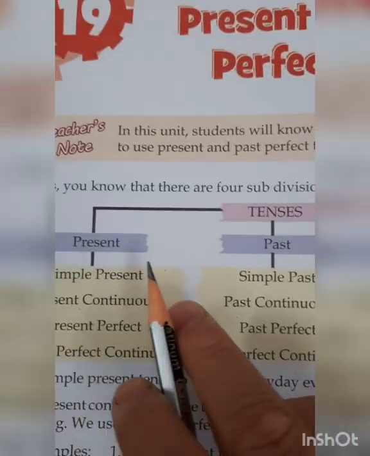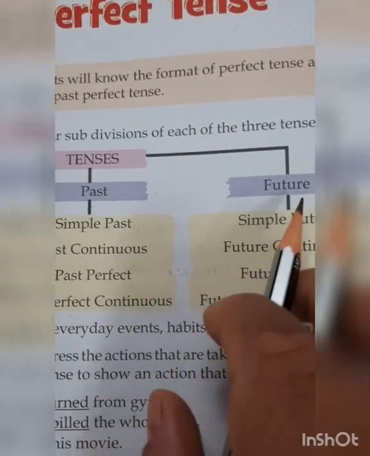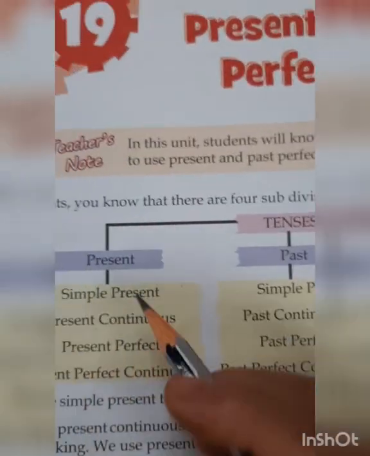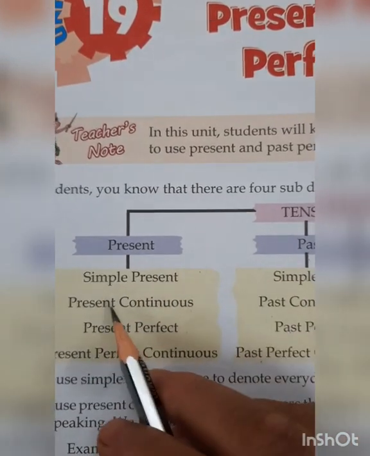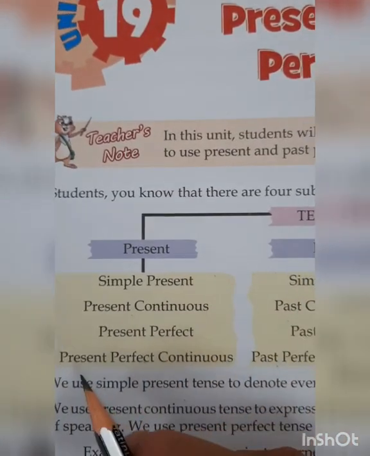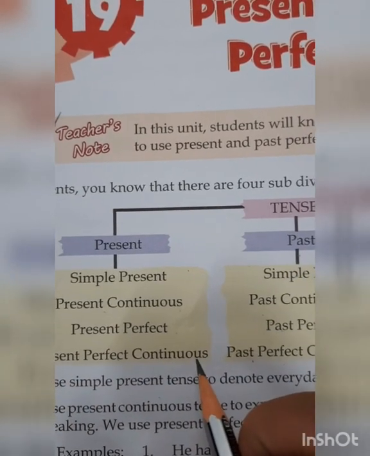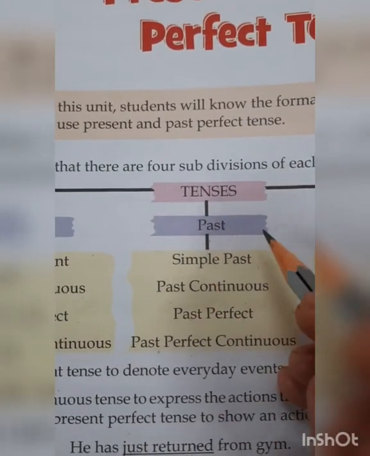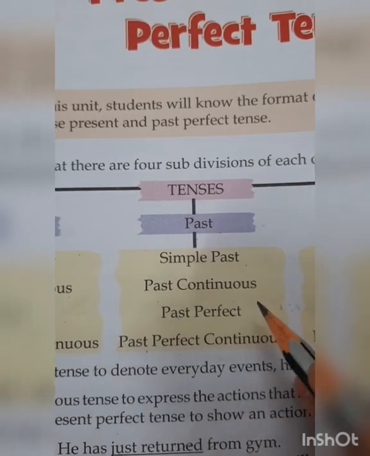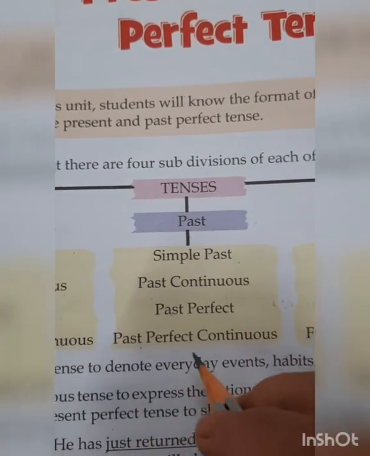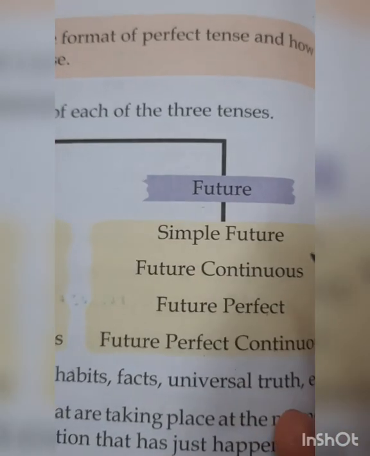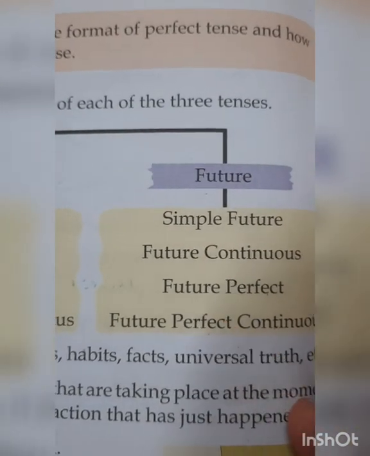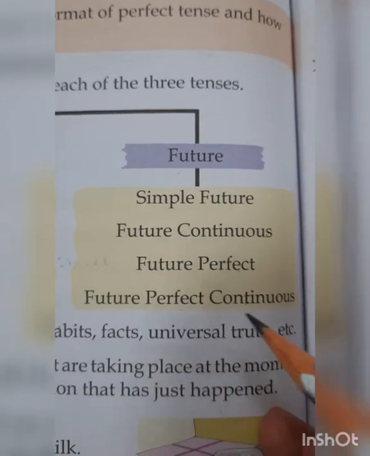These are present, past and future tense, and there are subdivisions: simple present, present continuous, present perfect and present perfect continuous. Same with the past tense: simple past, past continuous, past perfect and past perfect continuous. Same with future tense: simple future, future continuous, future perfect and future perfect continuous tense.